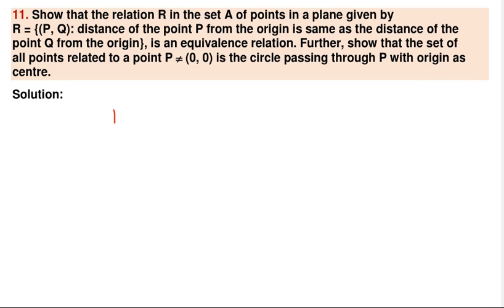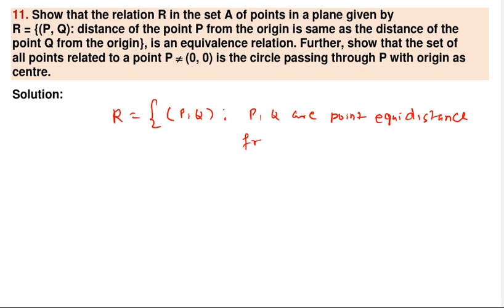So what is R? The ordered pair P, Q, where both P and Q are at equal distance from the origin. Here P, Q are points in the plane, or 2 points that are equidistant from the origin.